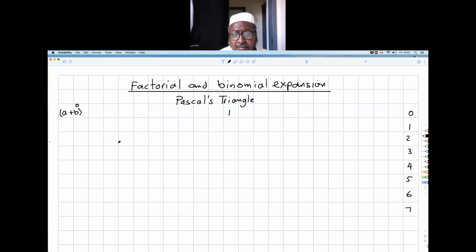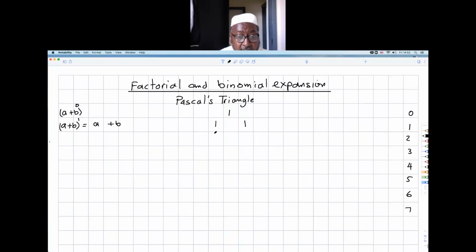Anything to the power of 0 will be 1. So the coefficient of A and the coefficient of B will all be 1. Now what about A plus B to the power of 1? That's equal to A plus B. So the coefficient of A is 1, and the coefficient of B is 1. So we'll put 1, 1.